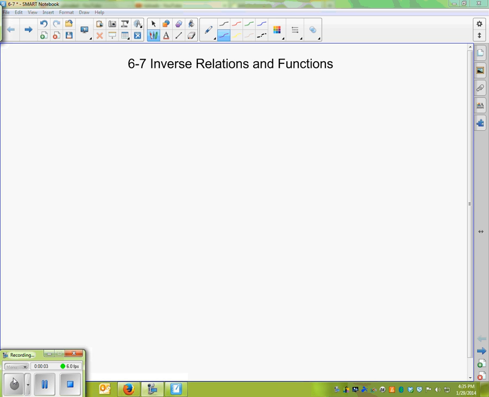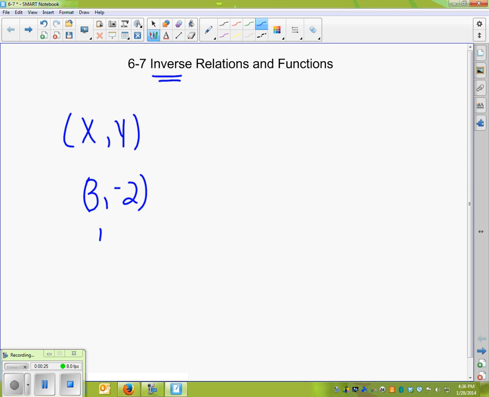In Lesson 6-7, we're going to talk about inverse relations and functions. Inverse might be a new term for us, so let's first discuss what that means. If I have a set of relations, or in any relation, I have an element x and y. I could have (3, -2), (4, 1), (0, 12). Any x and y values.